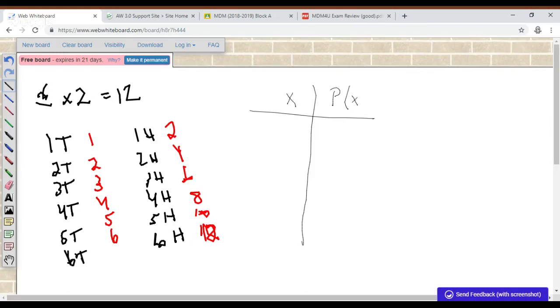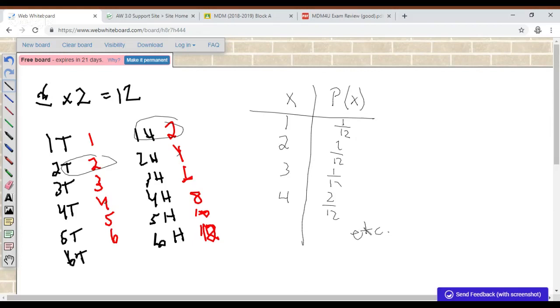So the smallest possible value I could win is 1, and 1 out of 12 of my events shows that. I could win $2, and there's 2 different ways of getting $2. So that's 2 out of 12. I could win $3. There's only one way, 3 out of 12. I could win $4, and there's 2 different ways. So that's 2 out of 12, and so on.